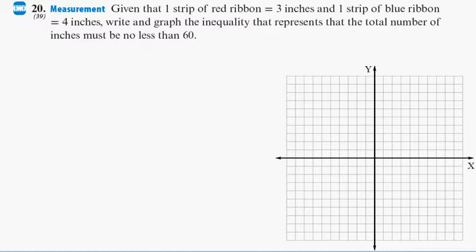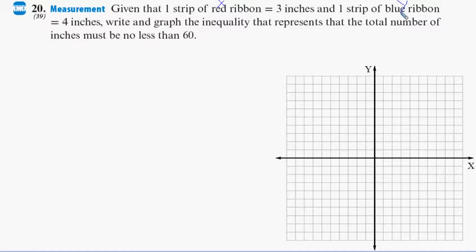We haven't done a problem like this in a little while. It says write and graph the inequality that represents the total number of inches. Because we're talking about red ribbon and blue ribbon, we're going to have two different variables. I'm going to say that the red ribbon is x and the blue ribbon is y. We know that one strip of red ribbon equals 3 inches and a strip of blue ribbon equals 4 inches.